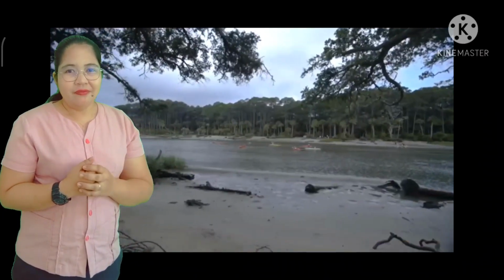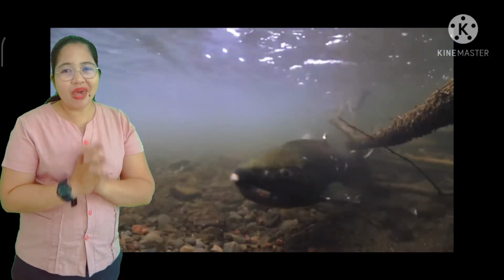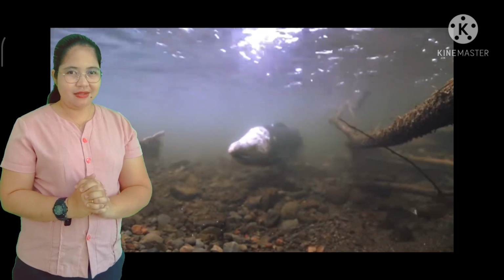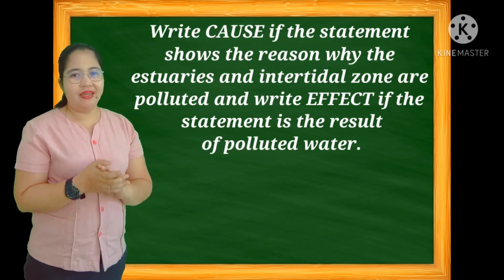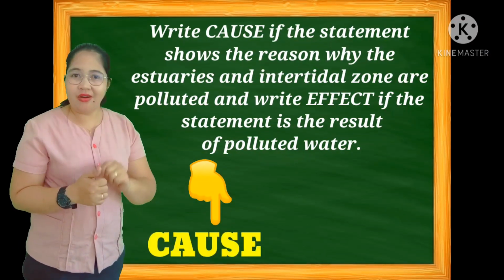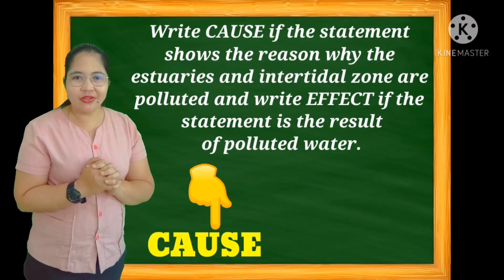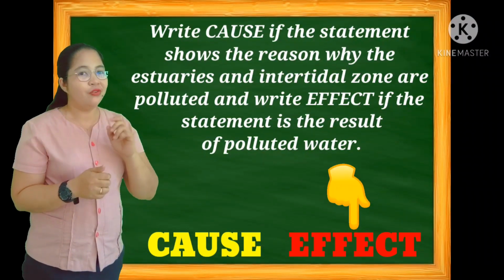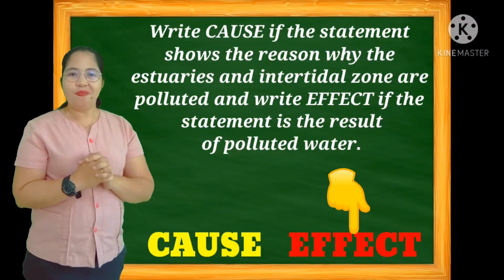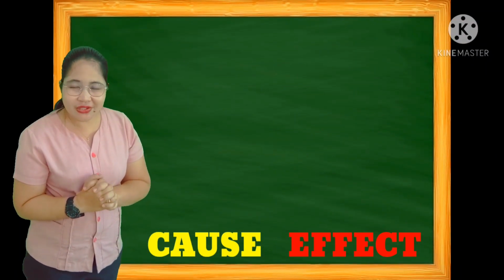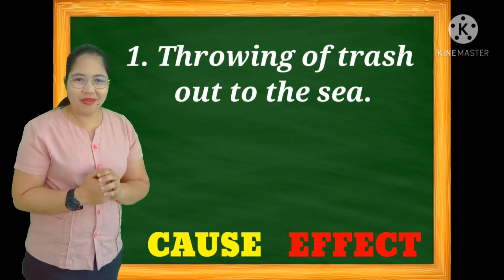That's why we need to protect the estuaries and intertidal zone because it is very important to us. Now, I want you to get ready your pen and paper. So you will write cause if the statement shows the reason why the estuaries and intertidal zone are polluted, and write effect if the statement is the result of polluted water. Would you understand? Number 1, throwing of trash out of the sea.